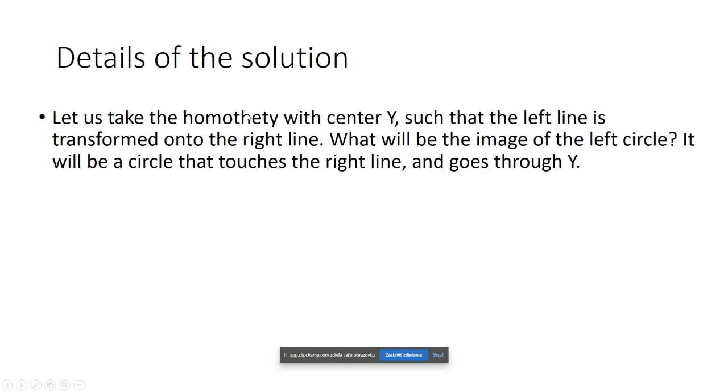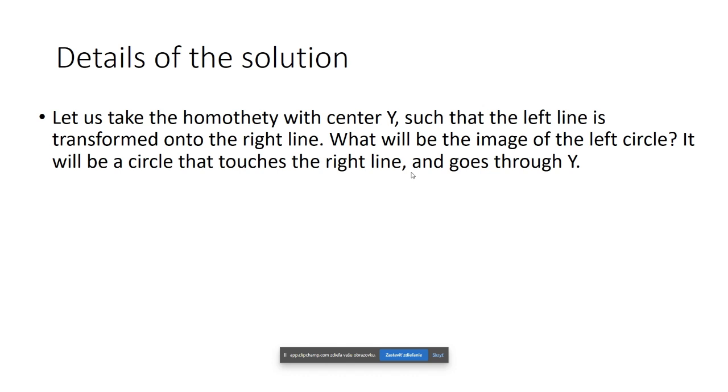So let us take the homothety with center at y such that the left line is transformed onto the right line. This is just about choosing the right coefficient. Okay, so because y is between the two lines, this will be a similarity with negative coefficient. Okay, so what will be the image of the left circle with this transformation? It must be a circle that touches the right line, right? Because the object, this left circle, was touching the left line.